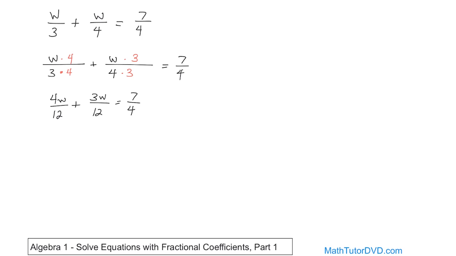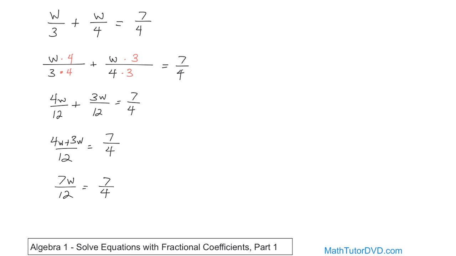The reason we did that is because we want to combine them. So how do we add these together? Well, the new denominator of that fraction will be 12. And then it'll be 4w plus 3w on the top. I could add them, but I'll just go ahead and write it out. 4w plus 3w on the top, and that's going to equal 7/4. So on the left, 4 plus 3 is 7, so it's 7w over 12 is 7/4.